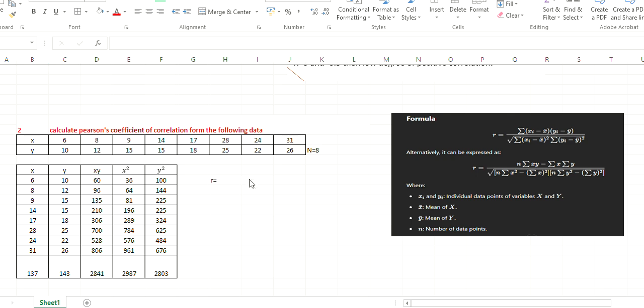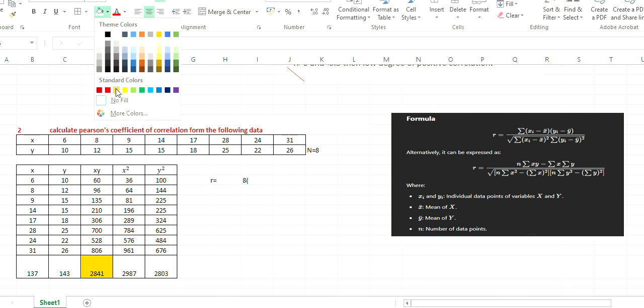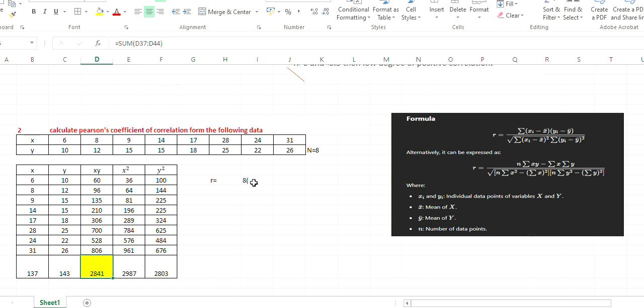Substitute in the formula. r equals, so what is n? The value of n is 8. So I'll write 8 into summation of xy. What is summation of xy? Summation of xy is this, right? So 8 into 2841. Next, minus. So write minus. What is next? Summation x into summation y.